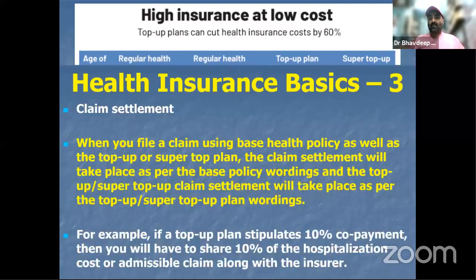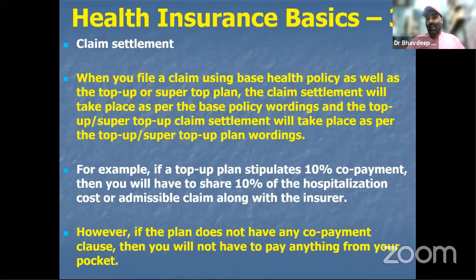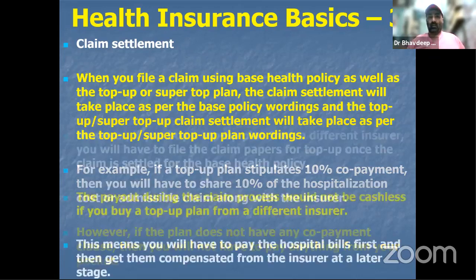So claim settlement, again, takes place as per the base policy wordings and the claim for the top-up plan wordings. So policy document reading is very important. As I say, read the offer document. That is very important because they'll also have a limit, a co-payment thing, and sub-limits, all those things. So if your plan does not have a co-payment clause, then you don't have to pay anything. But if it does mention, you need to be very sure about it.